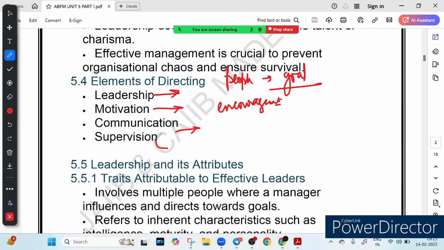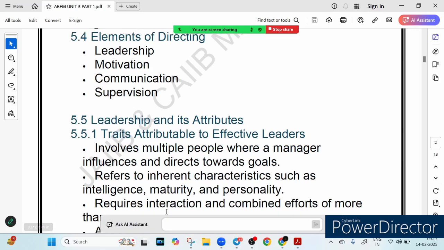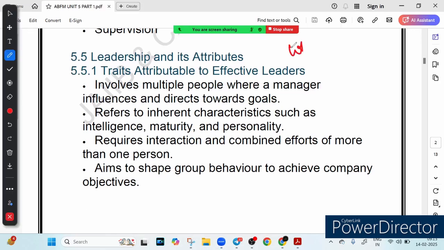And finally we have supervision. A manager must watch, guide and correct employees to ensure that everything runs smoothly, just like a cricket coach analyzing every move. So leadership, motivation, communication and supervision are called the 4 pillars of directing. I hope this makes your concept clear. Now the next question is about leadership. What makes a great leader? Let's answer this question.